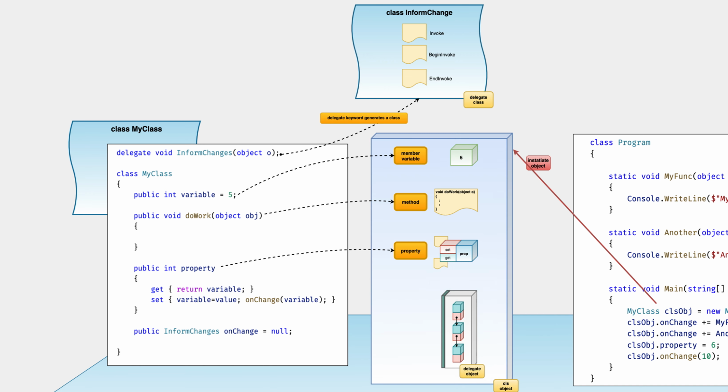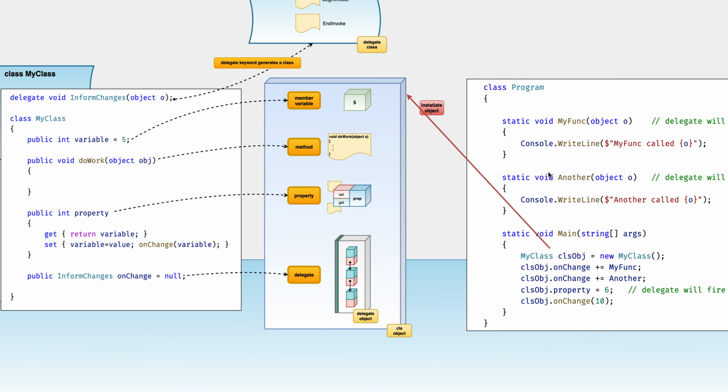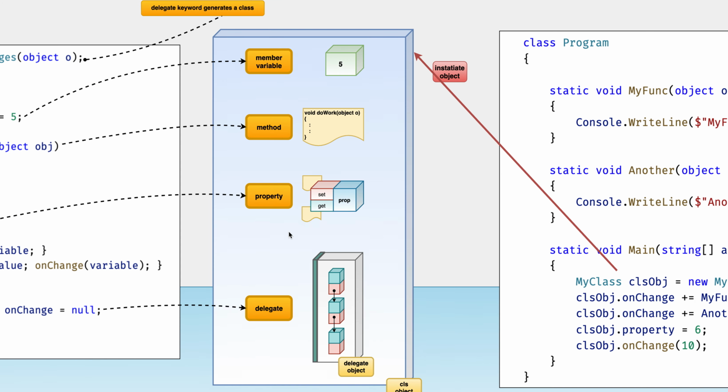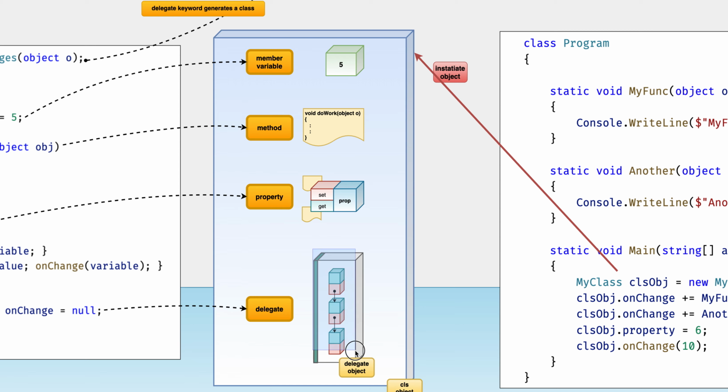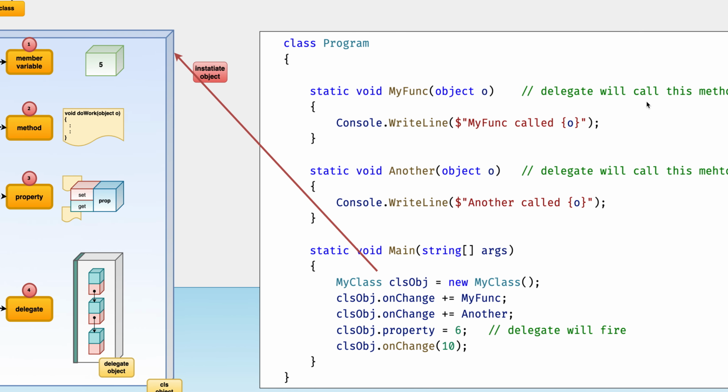What does it contain? Well, a delegate object primarily contains a list of function pointers. So as we can see here, inside a delegate, there is a linked list, and each list node can hold a pointer to a function. So there are basically four things in a C# object: member variables, methods, properties, and delegate. Now let's look at the client side of this code and see what happens.